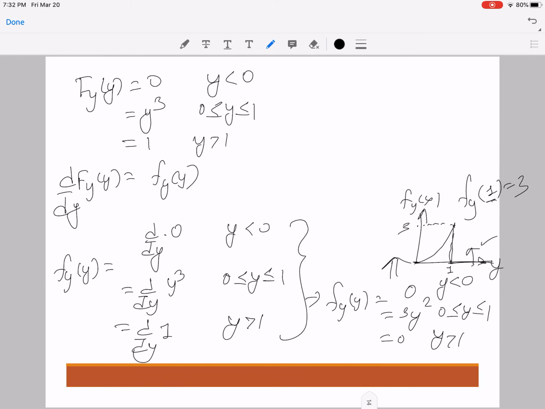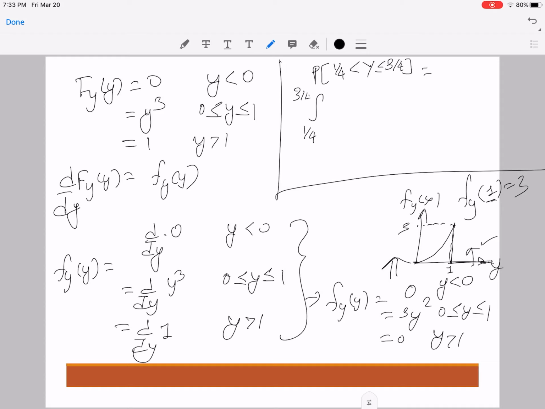Okay, so the next part that I have to solve for is the probability. So let's solve the probability part. I need to find the probability that y is greater than 1/4 but less than or equal to 3/4. So to get this, I will integrate the PDF from 1/4 to 3/4.